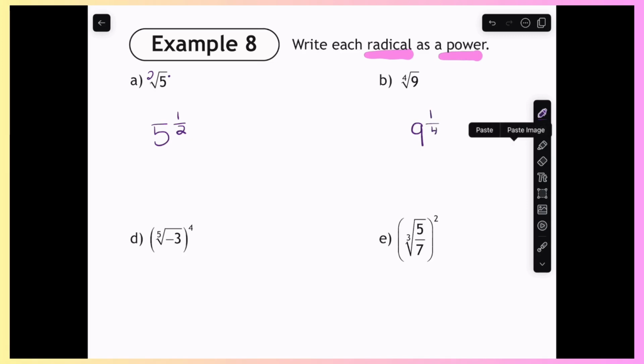For this one, our base is going to be -3. And then our fraction is going to be 4/5. Where that 5 is really just coming from this index here. And then finally our last one, the base is still going to be 5/7. So again, I'm just putting brackets there to give it a bit of a hug. We know the index is coming from the denominator of the fraction. So that's going to be 3, and we've got a 2 on the top of it.